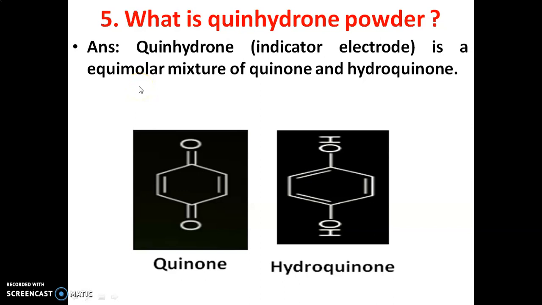Fifth question: what is quinhydrone powder? In this case we are using quinhydrone powder. This quinhydrone powder is an equimolar mixture of quinone and hydroquinone. An equimolar mixture of quinone and hydroquinone gives quinhydrone. Here is the structure of quinone, and here is the structure of hydroquinone.